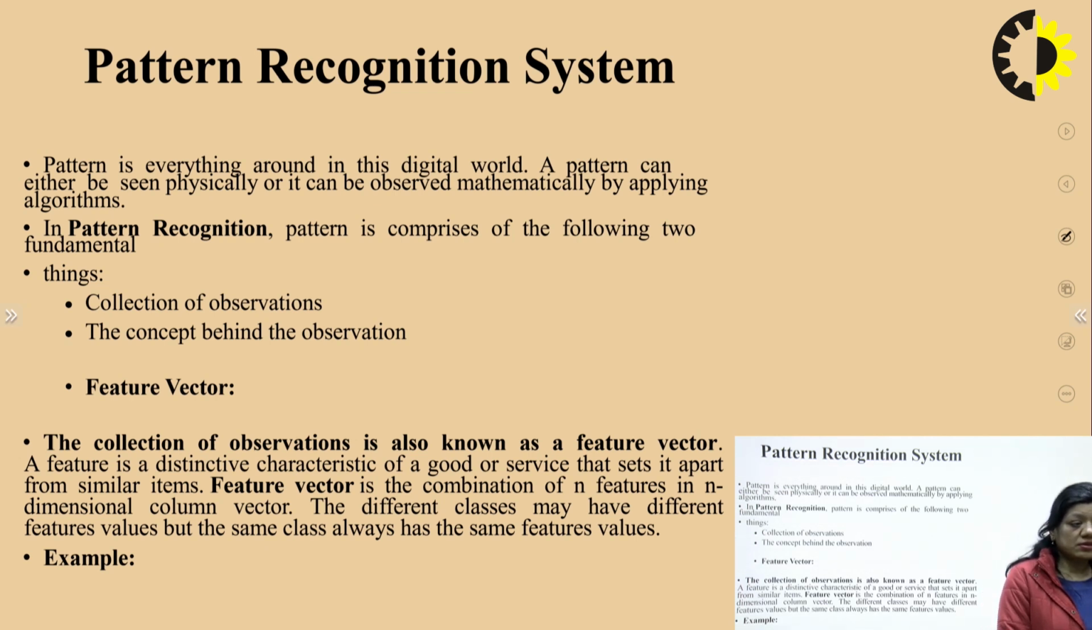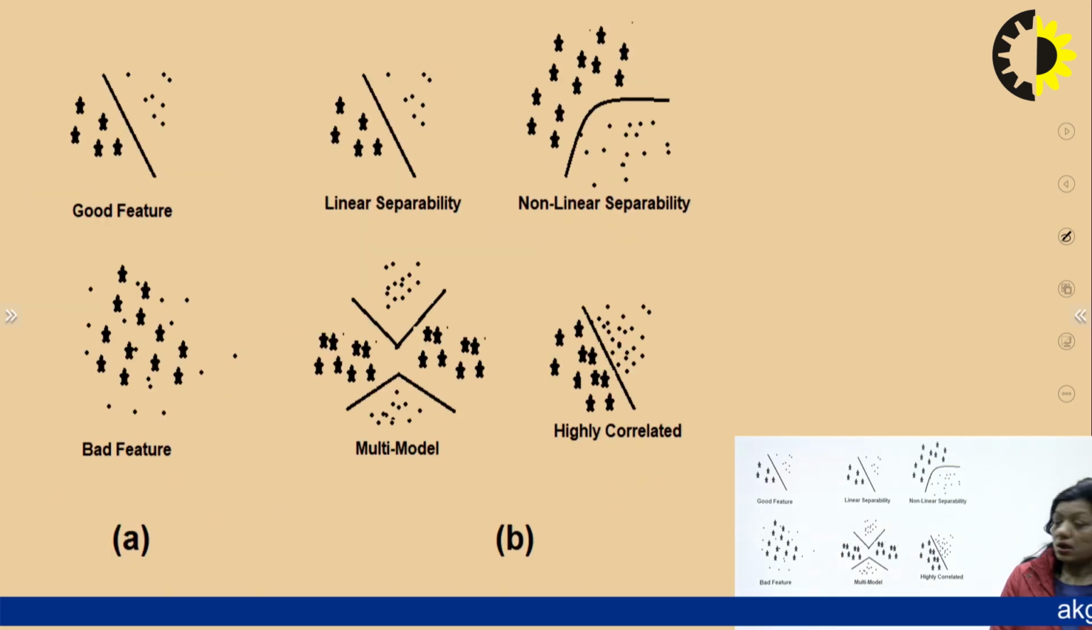A feature is a distinctive characteristic of a good or service that sets it apart from similar items. So a feature vector is the combination of n features in an n-dimensional column vector. Different classes may have different feature values, but the same class always has the same feature value. We can understand this through an example.